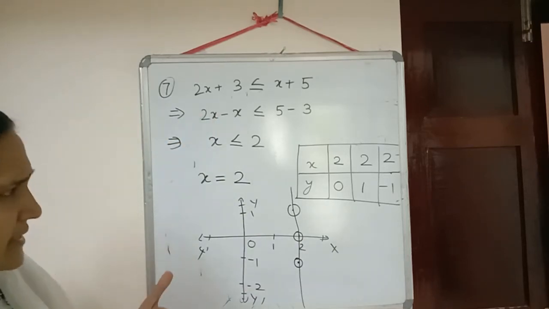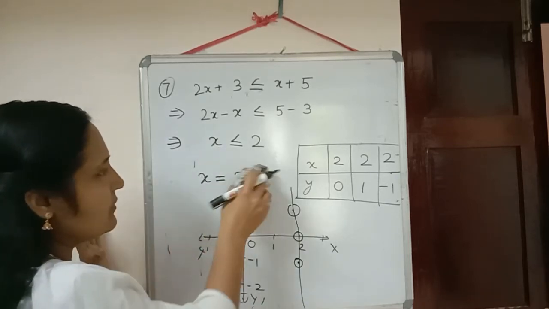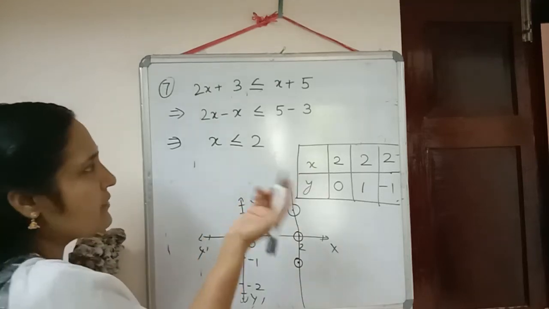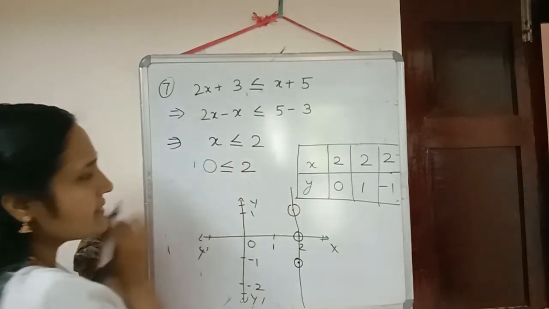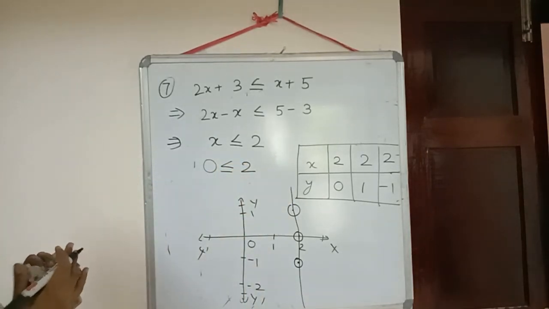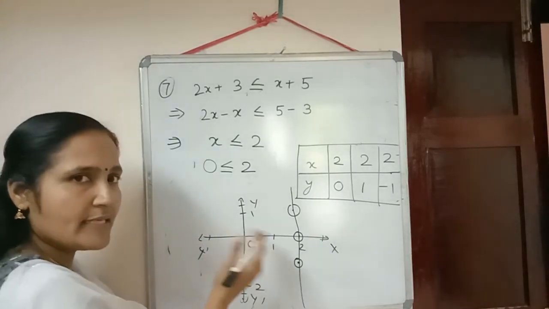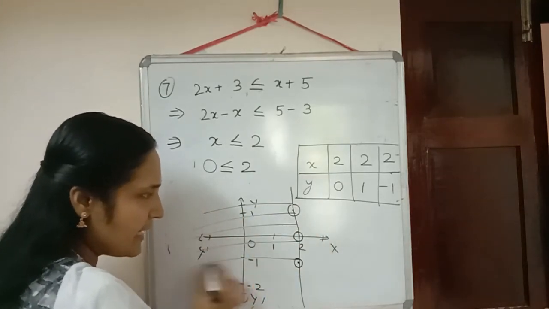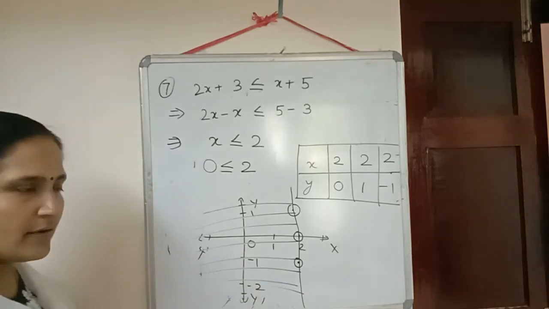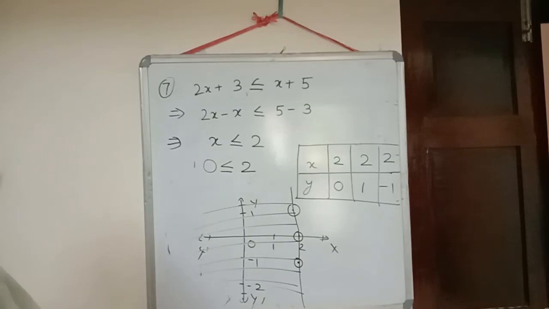Now just to check our inequality, substitute 0. 0 less than or equal to 2. We don't have to substitute y is equal to 0 because we don't have the term. 0 less than or equal to 2 is correct. So the solution region will be on the side of the origin. All the points on this side will satisfy the given inequation. We have to take all the values of x which are less than or equal to 2. I hope this question is clear to you.